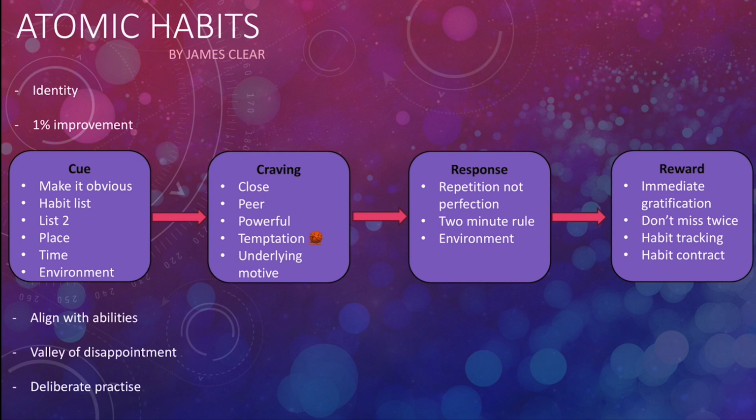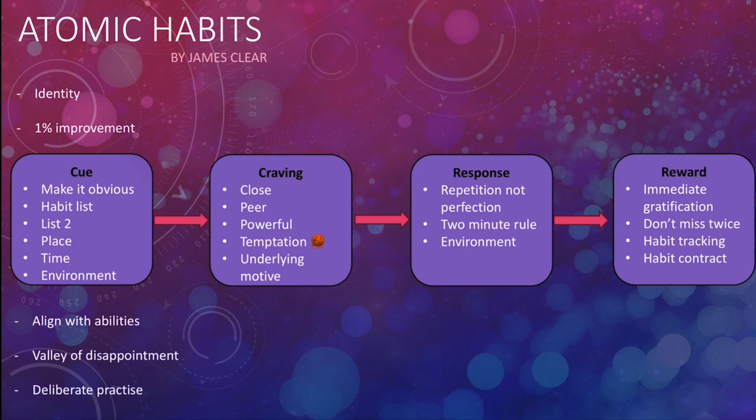James Clear starts off by talking about a couple of concepts: identity and 1% improvement. He then describes that each habit is made up of 4 steps: cue, craving, response, and reward. And under each of these steps, he describes 4 to 6 simple but very powerful concepts. And then he goes through some advanced concepts as well at the end.